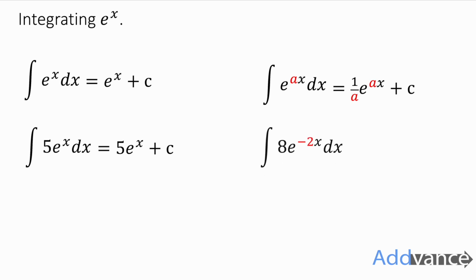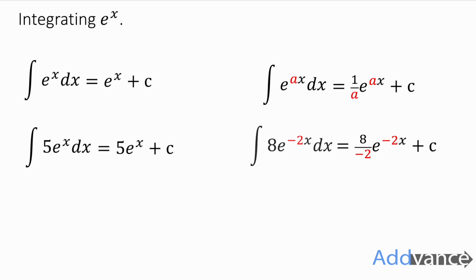For example, the integral of 8e to the minus 2x dx. Well, the power remains the same. It's still e to the minus 2x. It's still the same power, but we divide by the minus 2. So we're 8 divided by minus 2, and then we put a plus c on the end. And 8 divided by minus 2 is minus 4. So the e to the minus 2x will stay the same. We're just dividing the number at the start by the power.